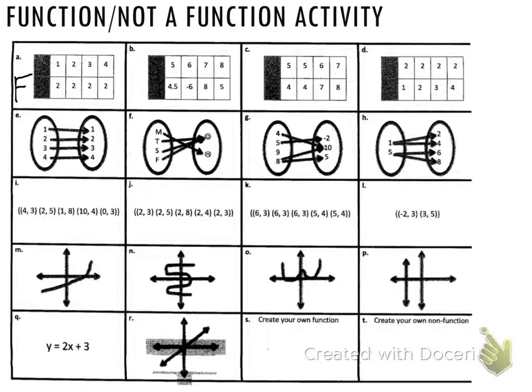Okay, let's go over these real quick. We already did letter A. It's a function because none of my x values are repeating. What about letter B? 5, 4.5, 6, negative 6, 7, 8, 8, 5. Function or not a function? Function, because none of my x values are repeating. Very good. Questions on B? C. Not a function. Here I've got repeating x values.